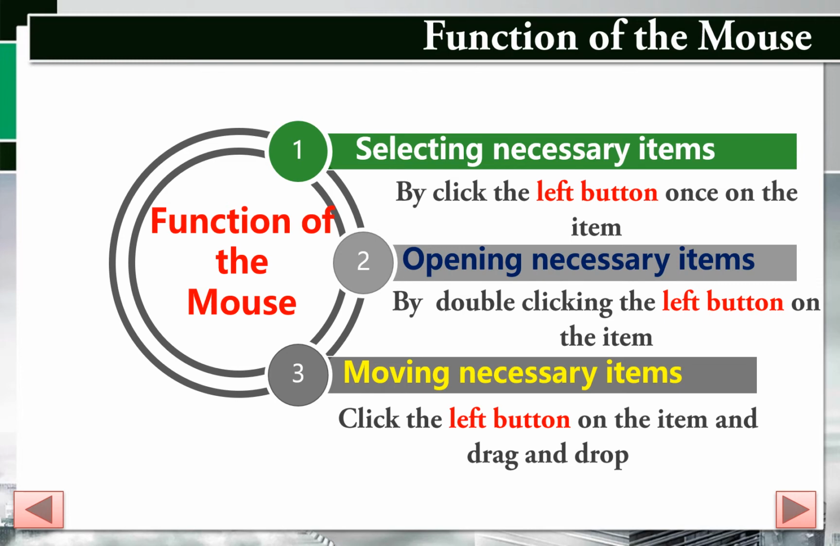Second one is opening necessary items. How can we open necessary items? By double clicking the left button on the item. Third one is moving necessary items. How can we move necessary items? Click the left button on the item and drag and drop.